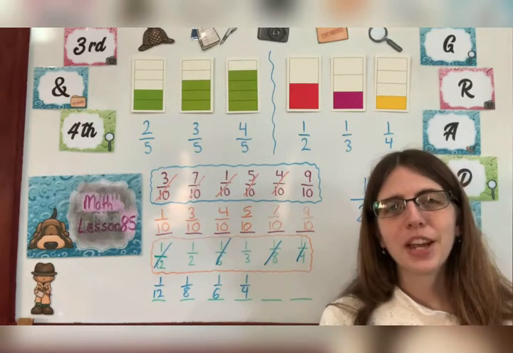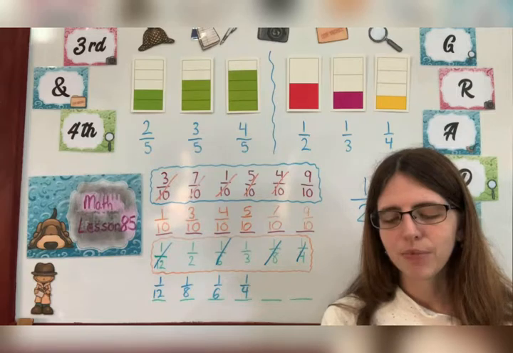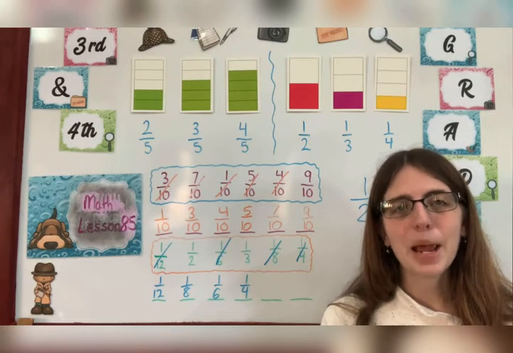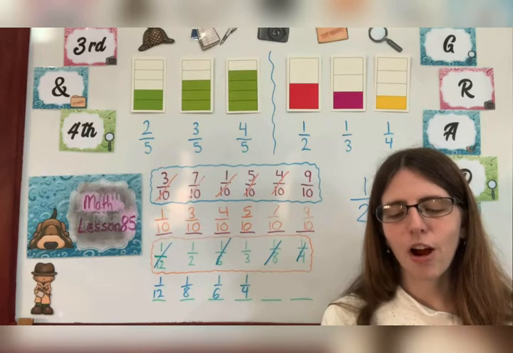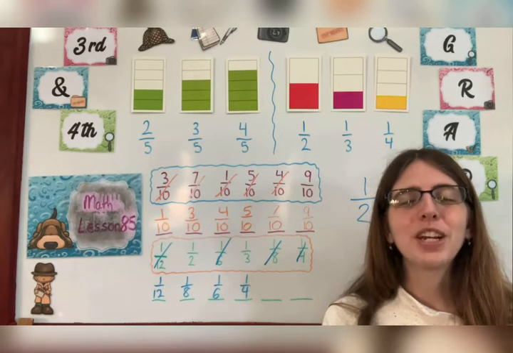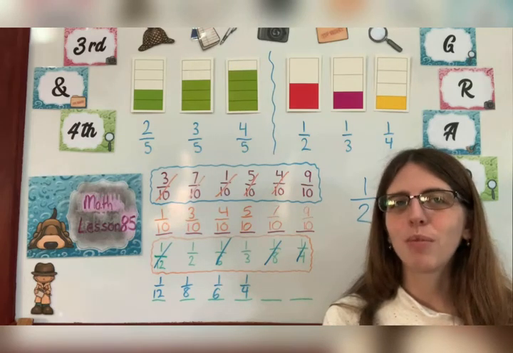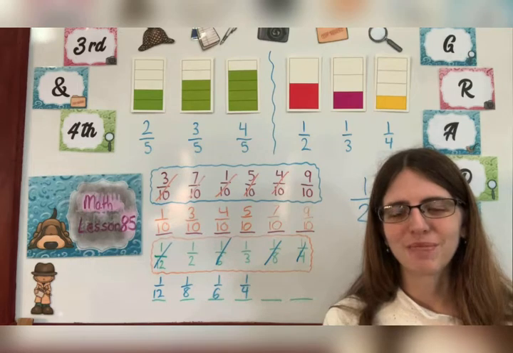Letter E, which is greater, 1/3 or 1/6? Well, if you look at your pictures, 1/3 is the first picture, 1 out of 3 pieces. 1/6 is the second picture, 1 out of 6 pieces. Which one is bigger? Well, both of my numerators are 1, so it's the one with the smaller denominator, 1/3.